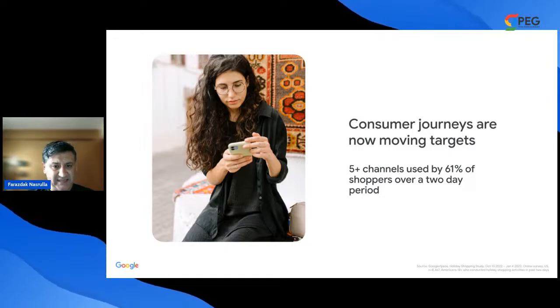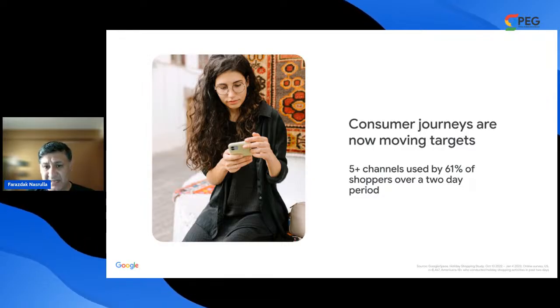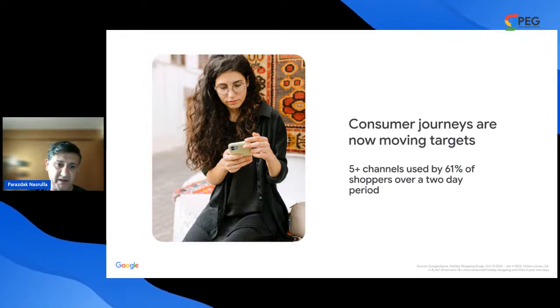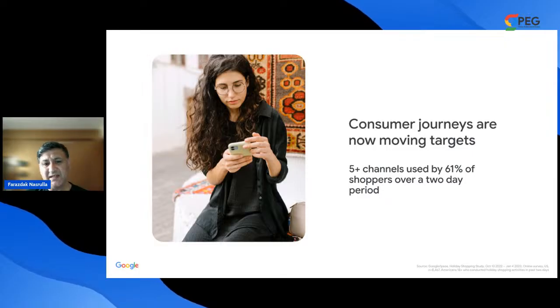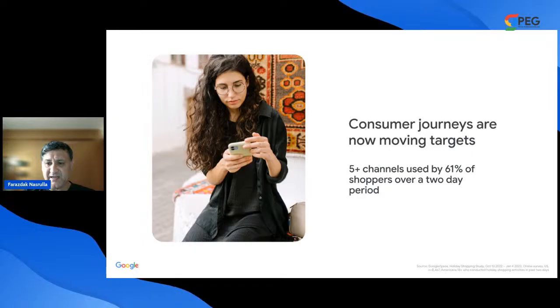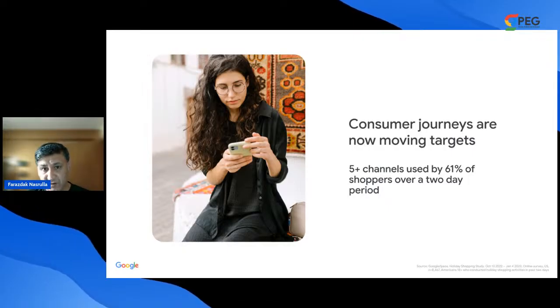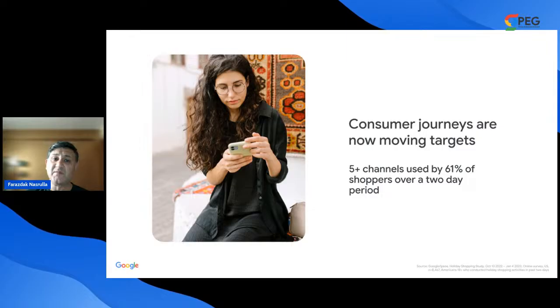And this statistic truly highlights that complexity. Look at it now. What you get: 5+ channels used by 61% of shoppers over a 2-day period. Now, think about that. Within just 48 hours, a significant majority of shoppers are interacting with brands across at least 5 different platforms or devices. And if you are not present on any of those particular platforms, there's a great possibility that you would lose that particular customer that you would like to acquire.